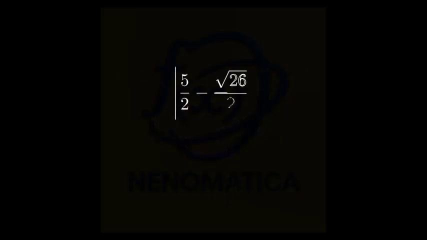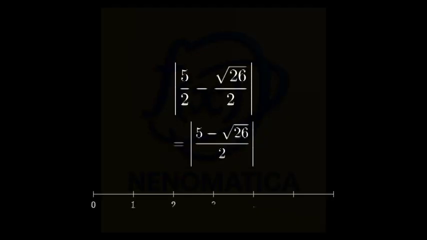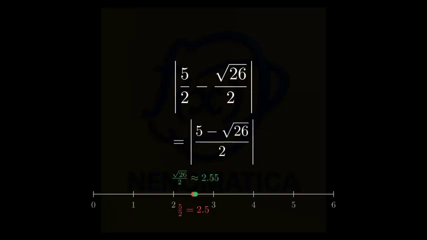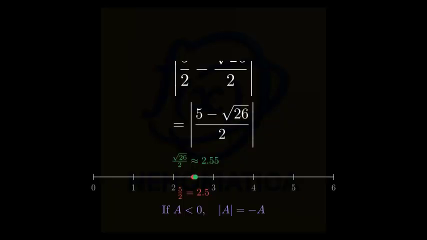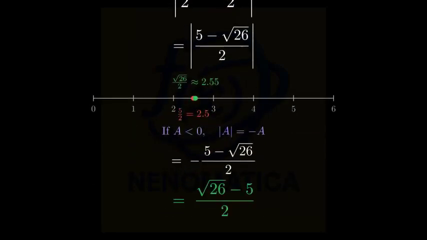We need to evaluate the absolute value of 5 halves minus the square root of 26 over 2. First, combine them over a common denominator. Now compare 5 and square root of 26. Since the square root of 26 is about 5.099, 5 minus square root of 26 is negative. Using the absolute value rule, the absolute value of a negative quantity equals its opposite. So the result is square root of 26 minus 5, all over 2.